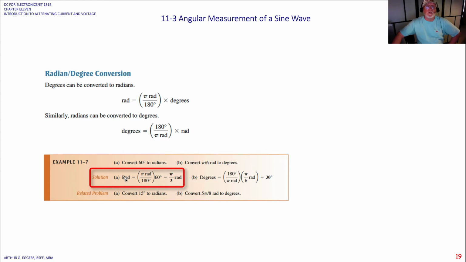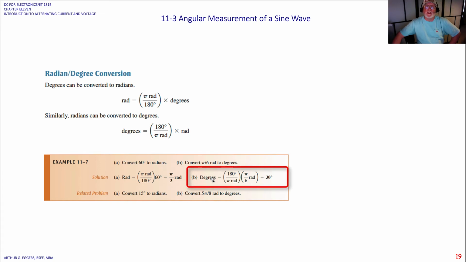So if we run this through the relationship where we have pi radians over 180 times 60, we get pi over 3, or 1/3 pi radians. Converting then from radians to degrees, 180 degrees divided by pi radians, multiply that times 1/6 pi radians, the pi's cancel out, 6 into 180 goes 30 times, so we have 30 degrees. So it's fairly simple. You'll get used to it very quickly. Again, write this relationship down in your folder and your notebook and keep it handy.